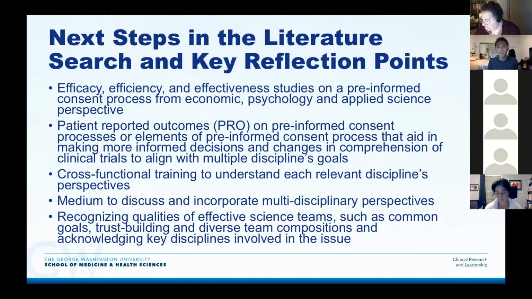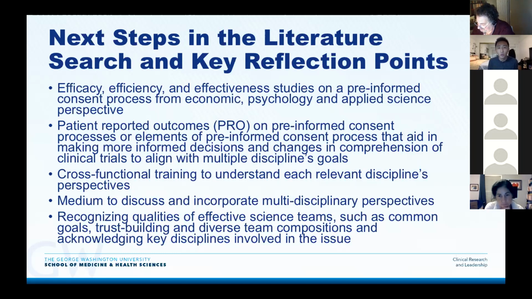Now, some next key steps based on the literature that I reviewed and some key reflection points are to continue to do efficacy studies, efficiency studies, and effectiveness studies on the informed consent process from an economic, psychological, and applied science perspective. Additionally, we would want to try and use patient-reported outcomes on the pre-informed consent processes or elements of pre-informed consent processes to help aid in the understanding of decisions that patients need to make in the informed consent process, that alludes to the comprehension of clinical trials and how we can get there.